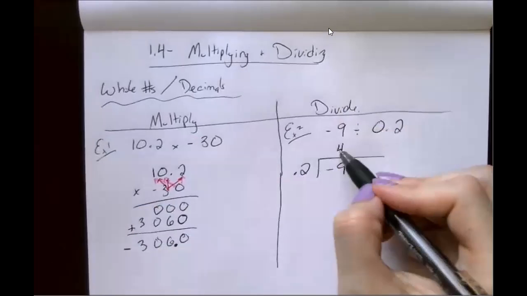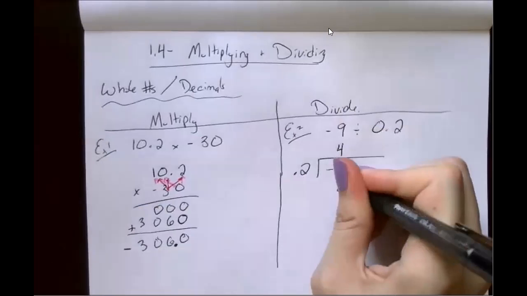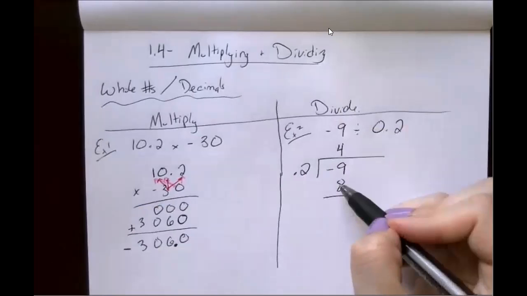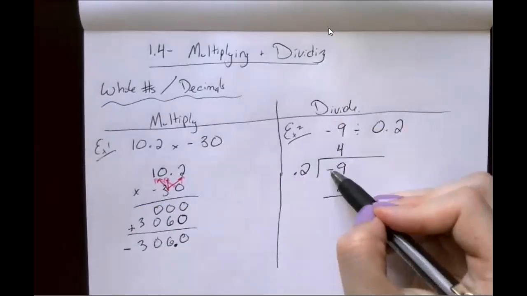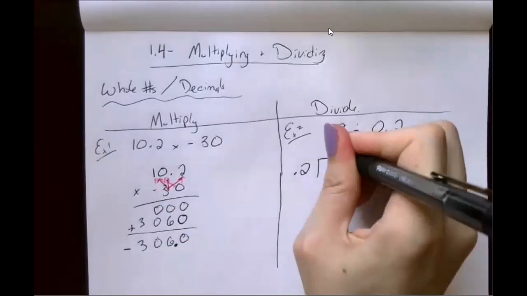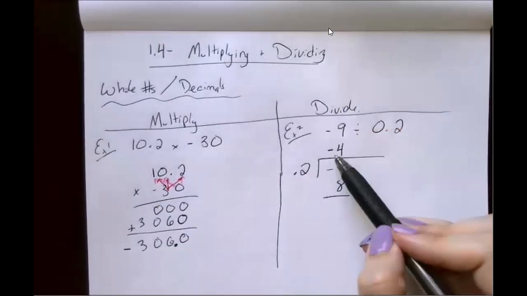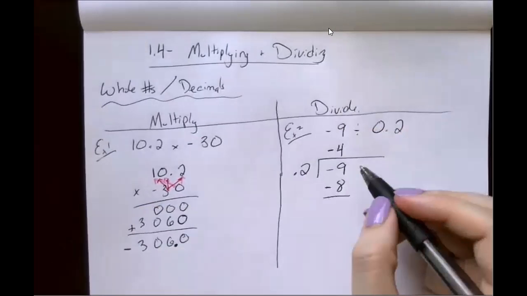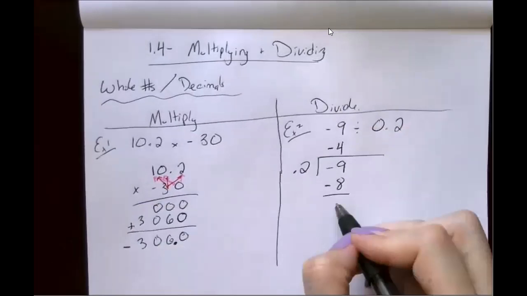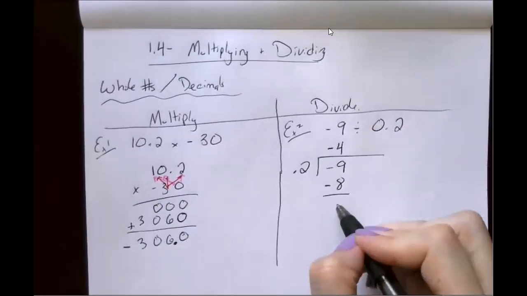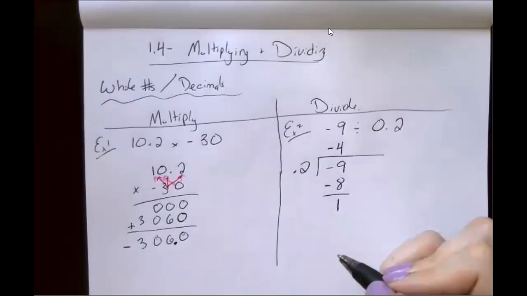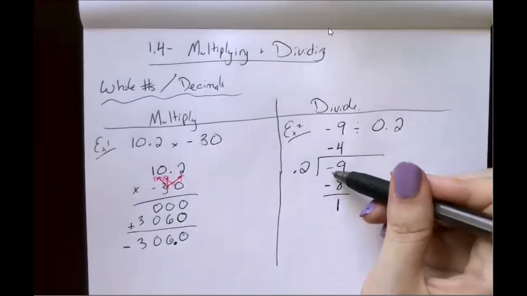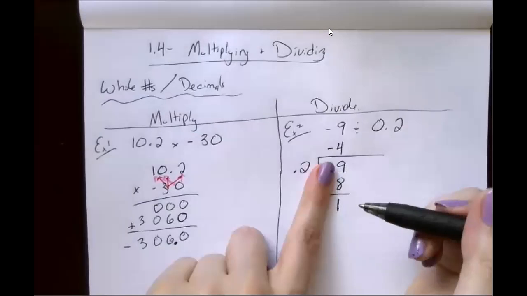2 times 4 is 8. But I need this to be a negative number because that is a negative number. So I'll put a negative sign there. Now 2 times negative 4 is negative 8. So now they're nice and close. If we subtract them, you'll figure out that you're off by 1. Okay. Now again, don't actually subtract them with the negatives, just ignore the negative signs for now.